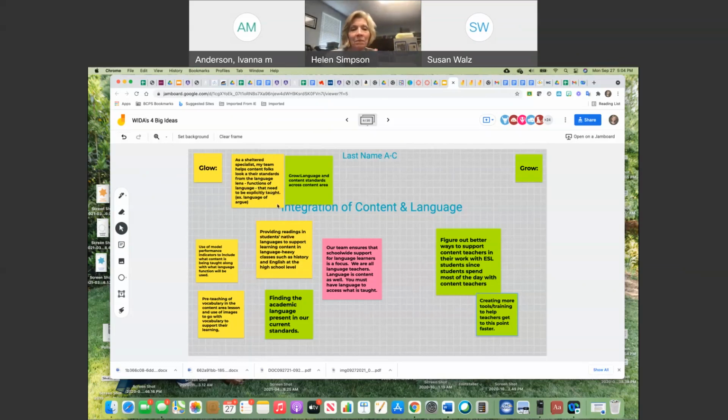That's okay. She says, my team helps content folks look at their standards from the language lens, functions of language that need to be explicitly taught. So for example, the language of argue. So you guys are already well on the way to teaching from the lens of the functional approach of language. Super. And you've integrated content and language standards. Nice.